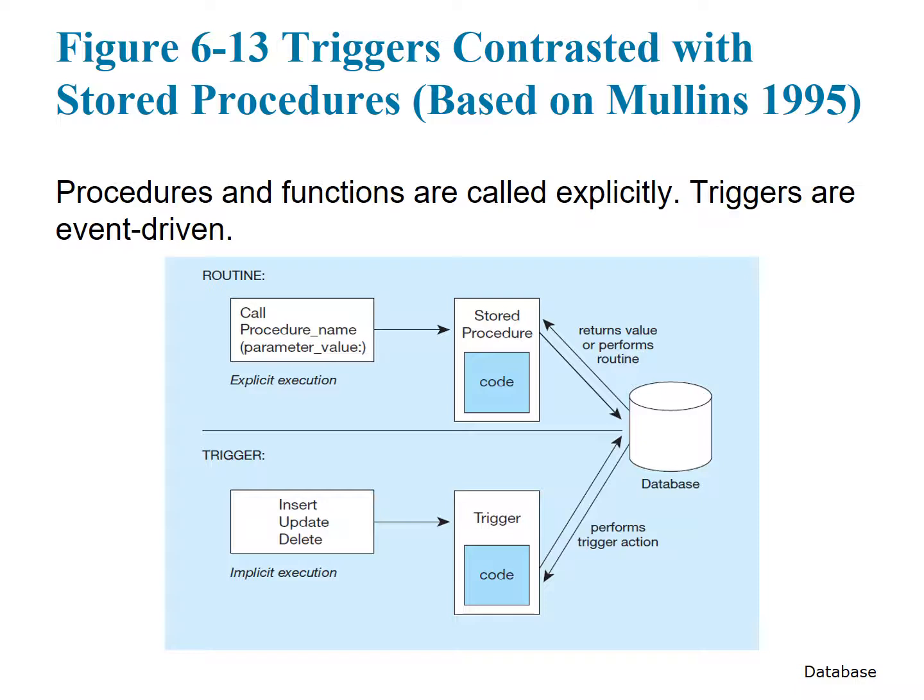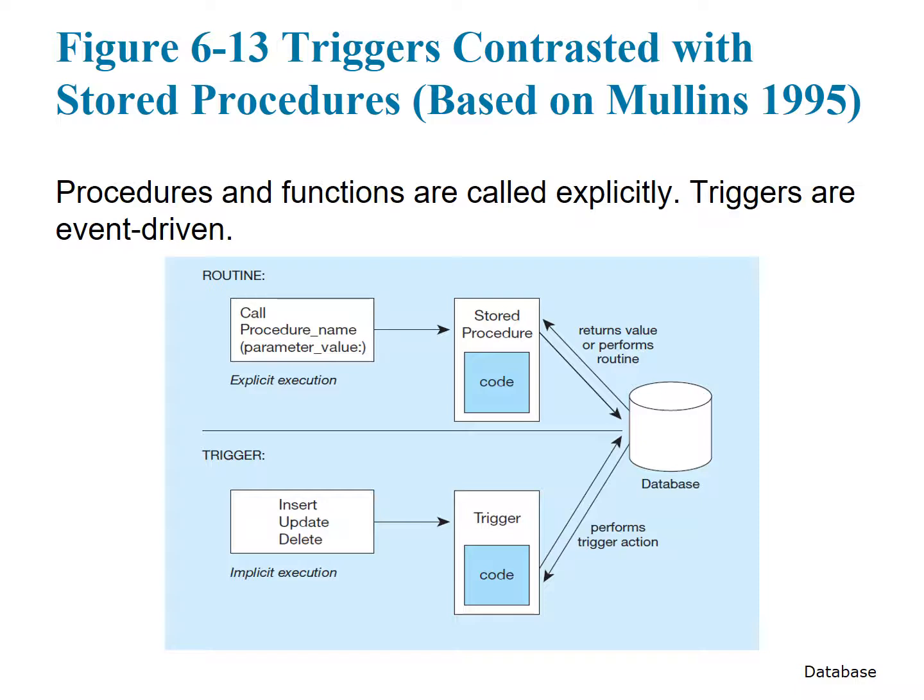Figure 6-13: Triggers contrast with stored procedures. Based on Mullin, 1995. Procedures and functions are called explicitly. Triggers are event-driven. So procedures and functions are called explicitly by the user of the database, for example, an application program. When calling a procedure or function, you may pass it parameters. A function, unlike a procedure, will actually return a value.